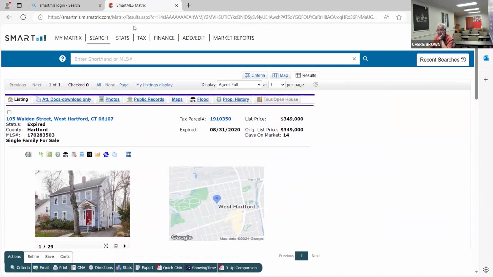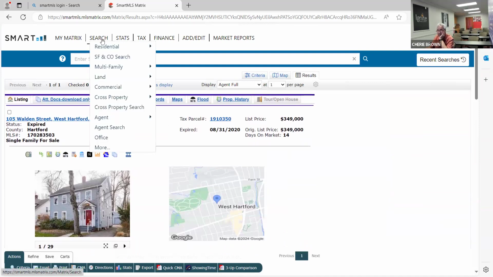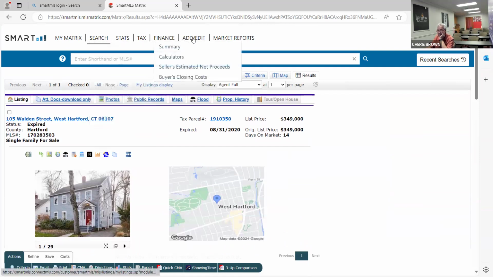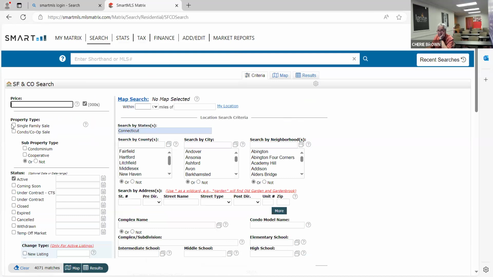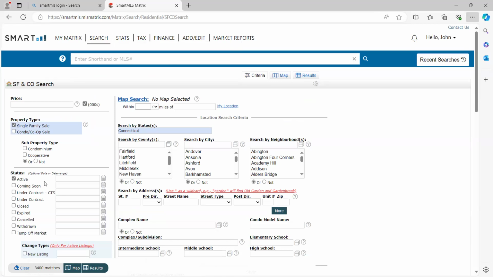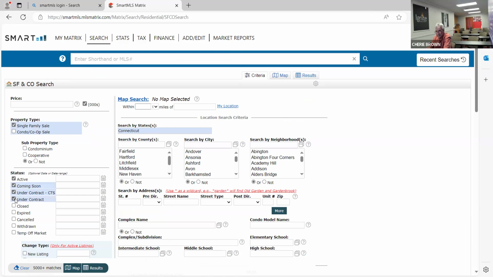So now that we have the landscape for this property, you're going to say, okay, let's go find some properties that we should be looking at. I'm just going to focus on single family because that's what we have here. It's not a condo. And we will look at active properties on the market, coming soon, and under contract, and closed.